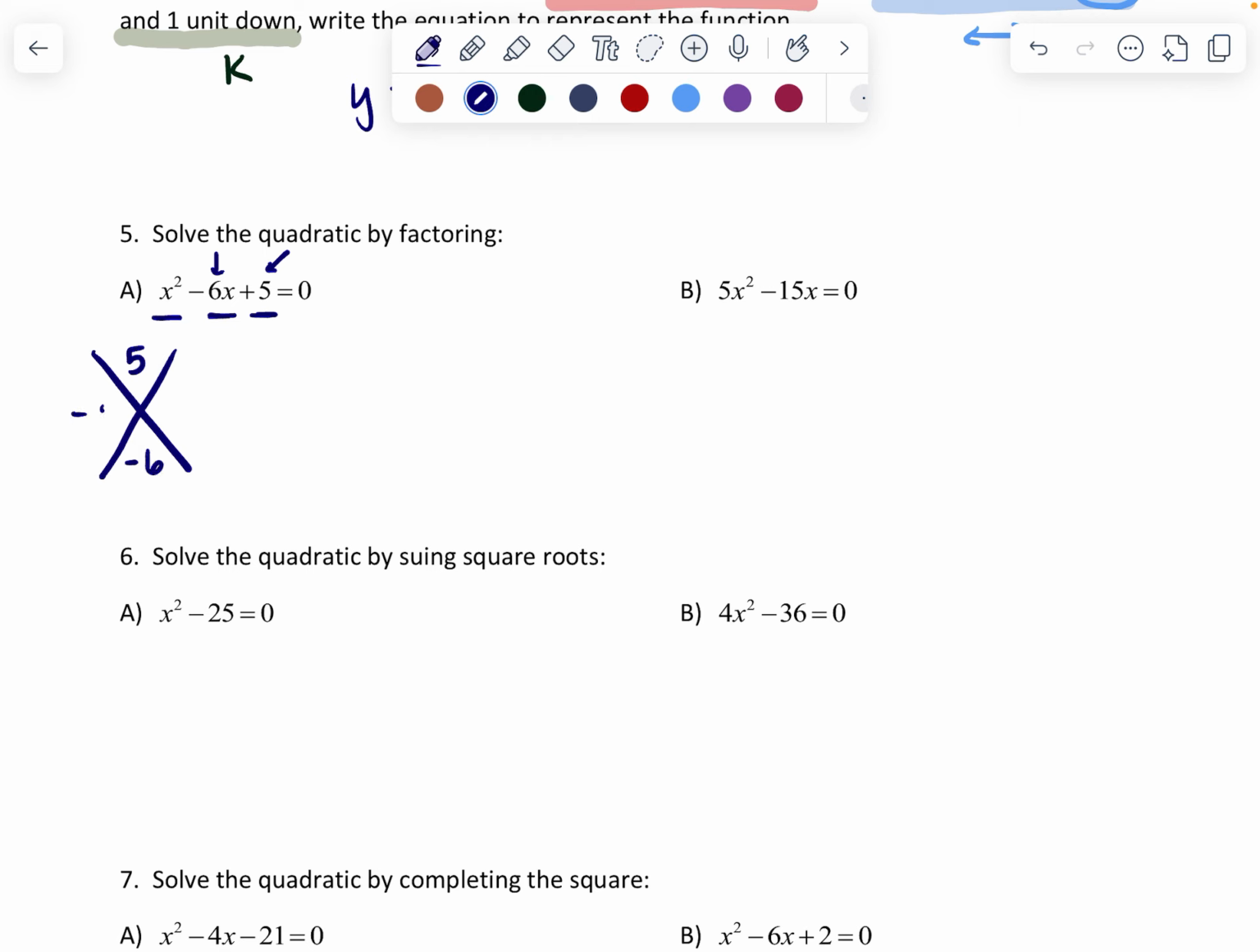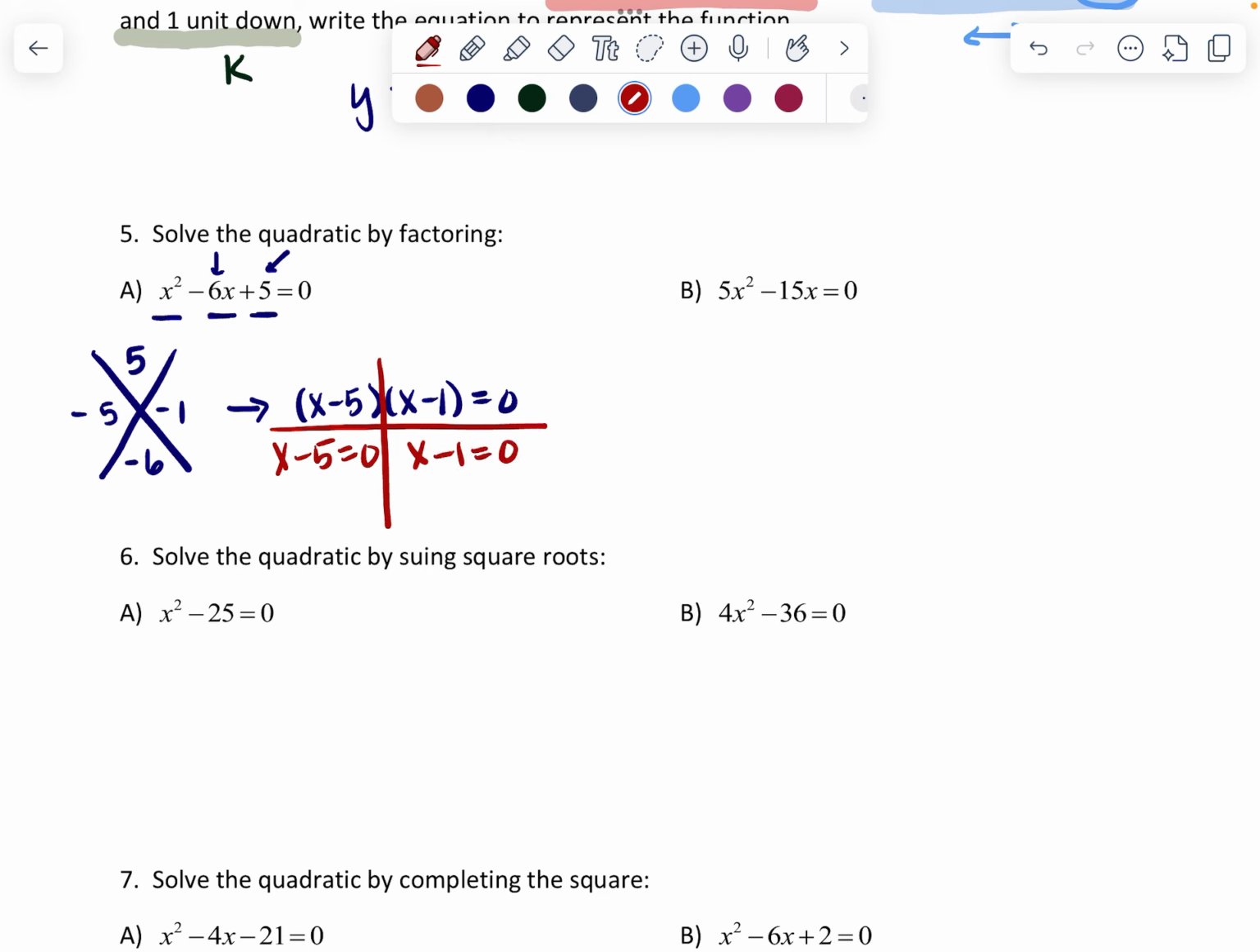That would be -5 and -1. If you think about it, -5 times -1 is 5, -5 minus 1 is -6. So when you factor this out, you're going to get x minus 5 times x minus 1 equals 0. Now we're going to set each factor equal to 0. I like to split it up this way, and then go x minus 5 equals 0, and then x minus 1 equals 0.